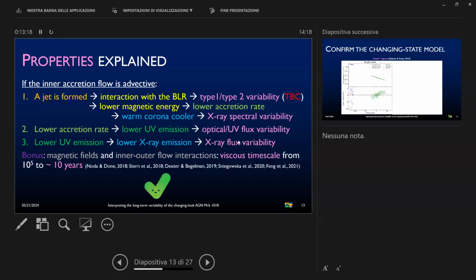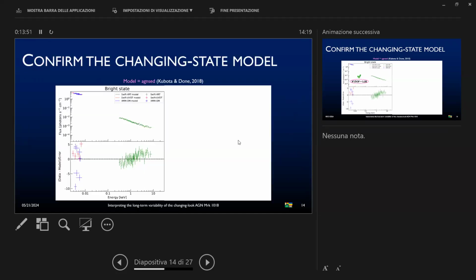Now, as a bonus, introducing magnetic fields and the interaction between the jet part of the disk and the accretion disk part of the disk, there are models in the literature that are able to reduce the viscous timescale from 10 to 5 to 10 years, which is exactly the timescale of the variability in Changing-Look AGN. So this is telling us that very likely this mechanism, where the inner part of the accretion disk is transitioning between advective and radiative on a timescale of 10 years, can be the physical explanation of why Changing-Look AGN exist in the first place. But we want to test this model on our data, given the large data volume.